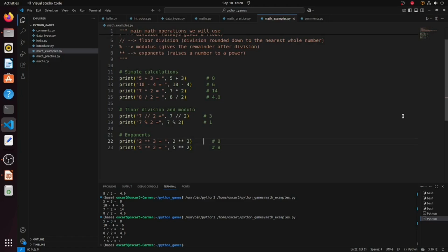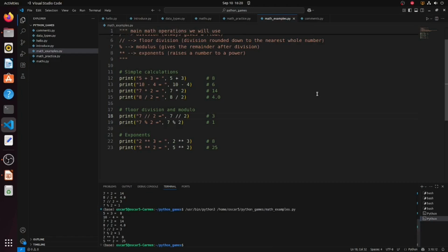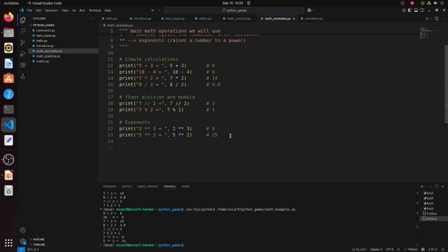So, whenever you see two stars, think of it as multiply this number by itself a certain number of times. In games, this can be really handy. You might use powers to make score multipliers or to show growth, like a character's strength doubling or tripling as they level up. It's the math behind making things grow faster.